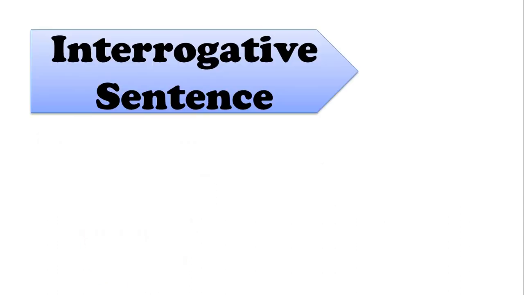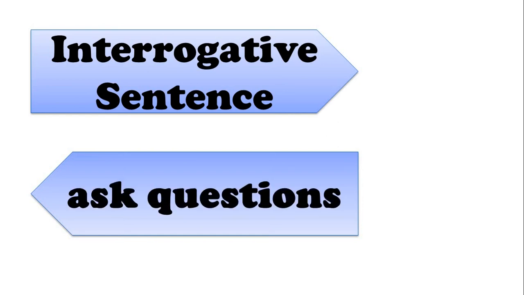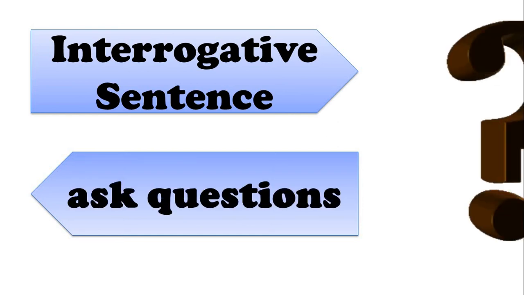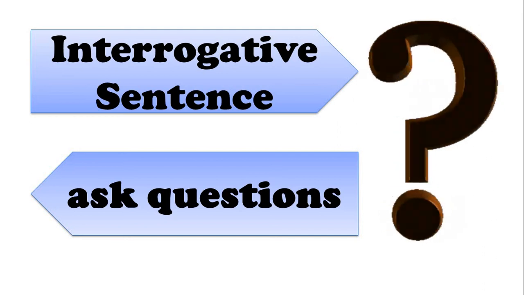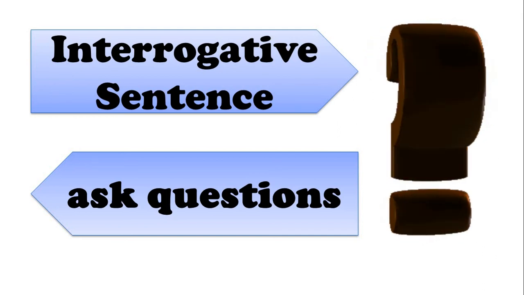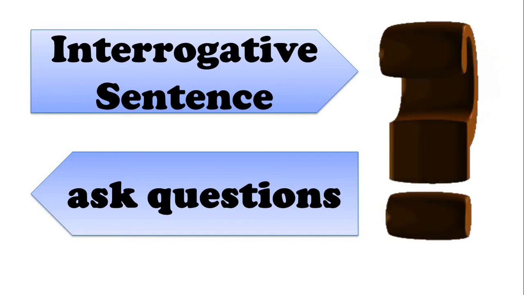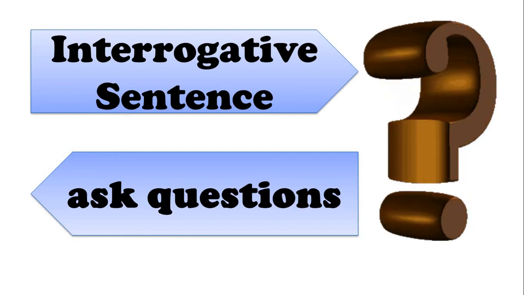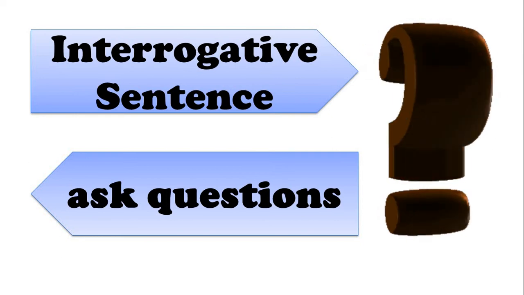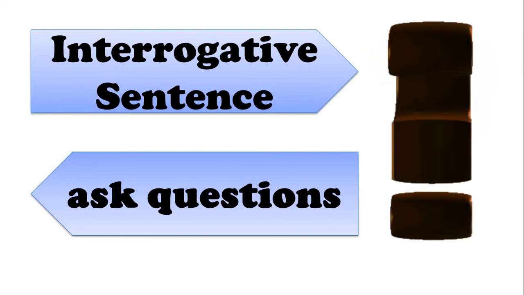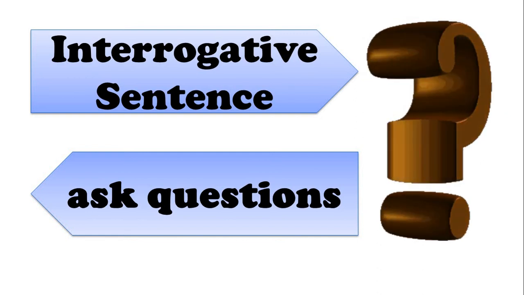Let's move ahead to the next type of sentence, and that's an interrogative sentence. Interrogative sentence is used to ask questions, and they always end in question mark. So, whenever you ask a question, always put a question mark in the end. And this means interrogative sentence is a sentence that is used to ask questions and it ends with a question mark.